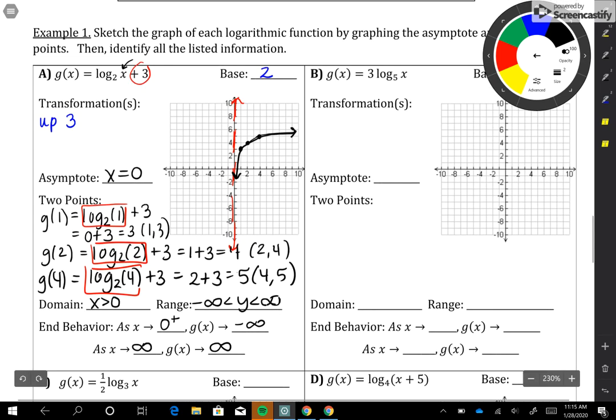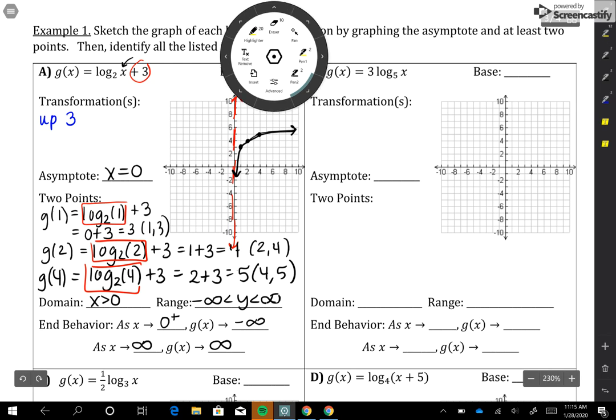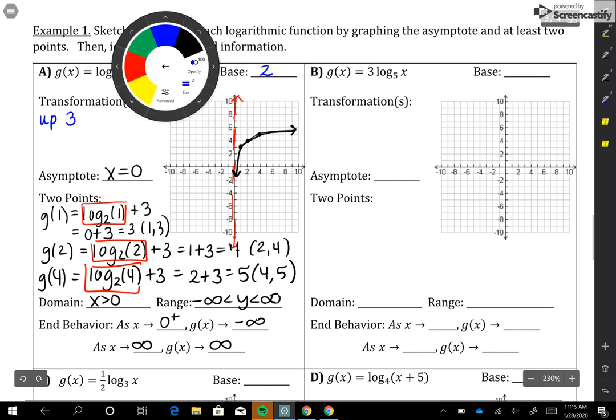Okay, we're going to do letter B now. G of x equals 3 times the log base 5 of x. The first thing I'm going to do is identify my base. This is base 5. So I'm going to be thinking of powers of 5 when I plug those in. Transformations, I only have one thing happening. I have a 3 out front. That's a vertical stretch by 3. Okay. So that's all that happened. I did not move right or left, so my asymptote is still at x equals 0. So I'm going to go ahead and graph that.